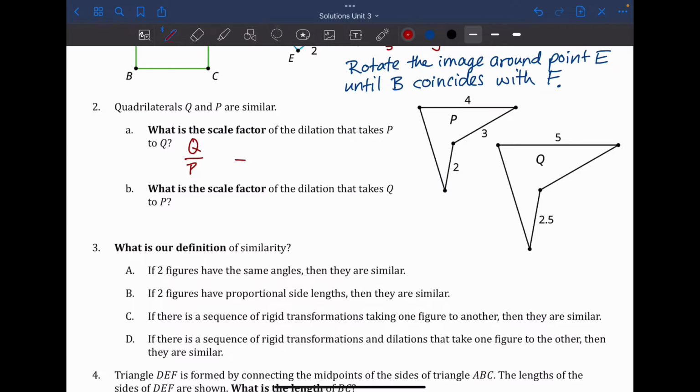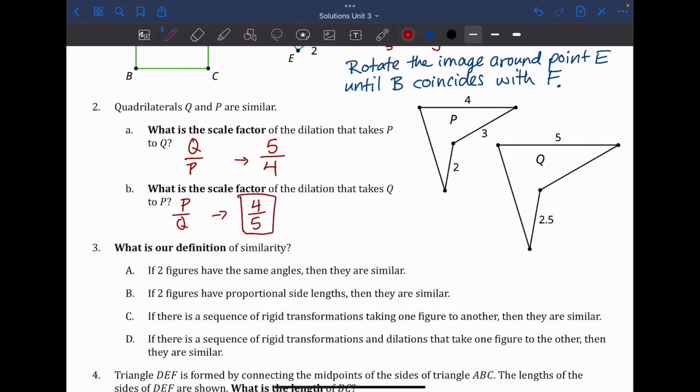So I want a number from Q to be divided by a number from P. I am going to use just the numbers at the top, the 4 and the 5, for these makes the most sense to me. So in this case 5 is the one we have in the top, 5 over 4 for the first one. And then if we're saying it takes Q to P, that means we would use P as the image and Q as the pre-image. So this one would be 4 over 5.